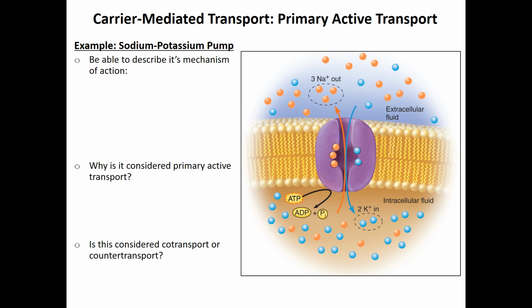This is again considered primary active transport for 2 reasons. It's active, meaning it requires ATP, because both ions are being pushed against their concentration gradient. It's considered primary active because this protein pump itself is harvesting ATP.